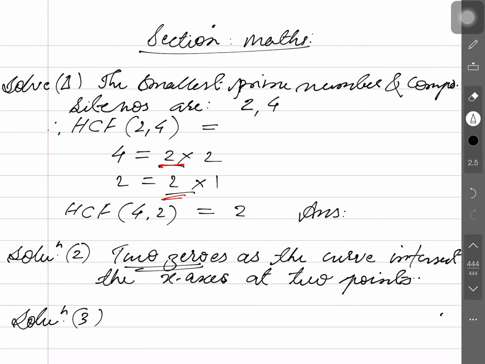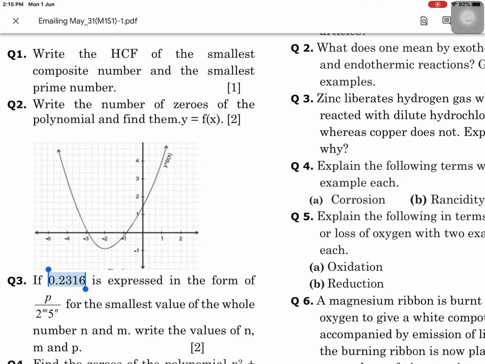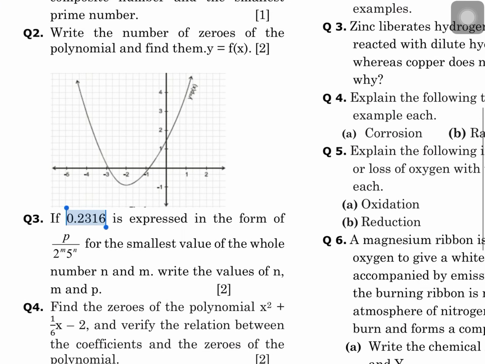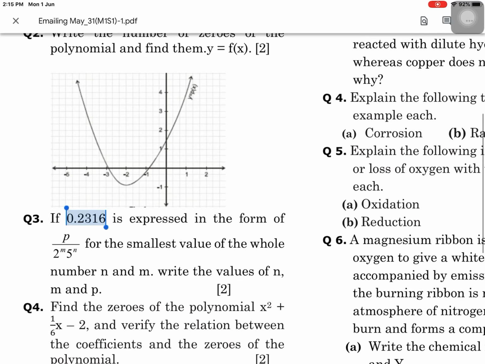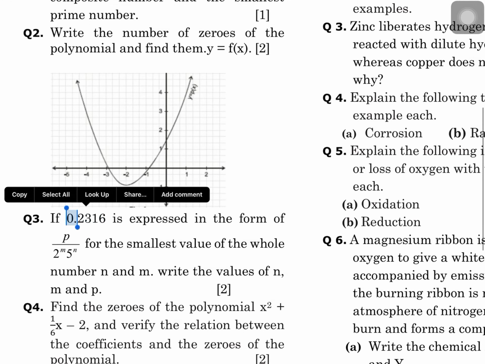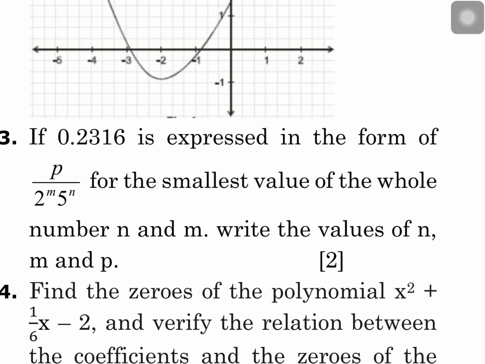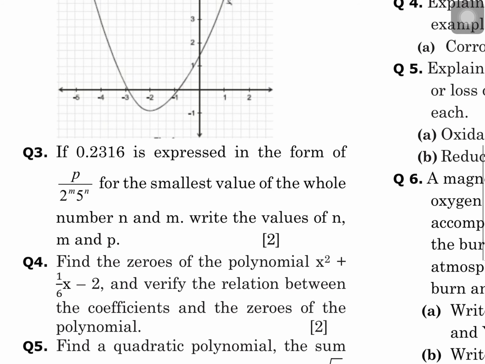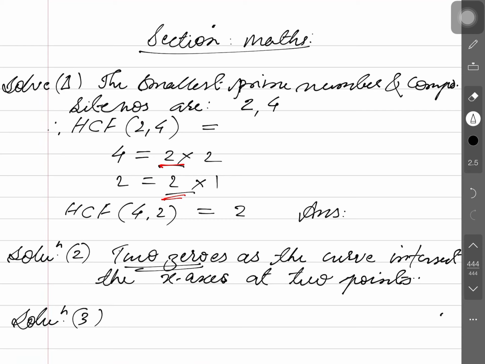Now see the solution number 3. What is solution 3 saying? If 0.2316 is expressed in the form of p by 2 raised to the power m, 5 raised to the power n, for the smallest values of the whole numbers n and m, write the values of n and m exactly. 0.2316 is expressed in the form of... listen guys, what is it saying here?